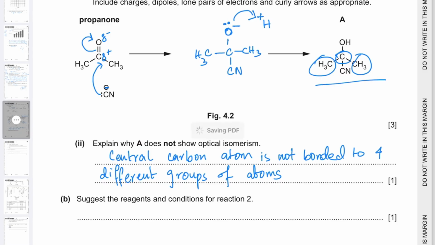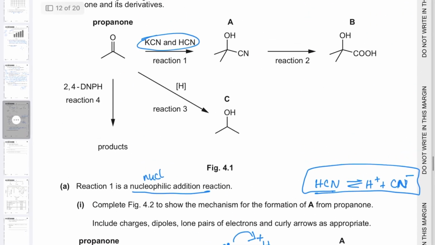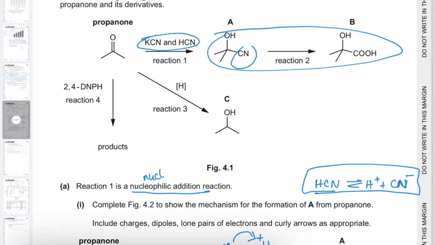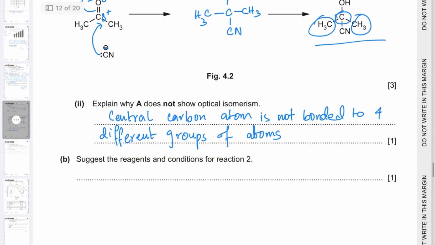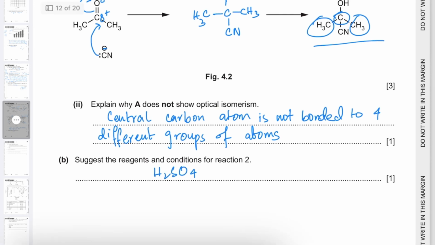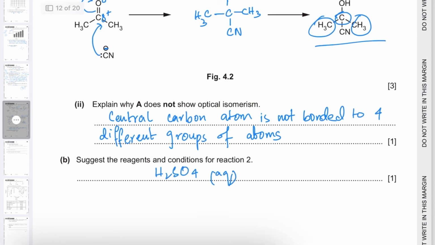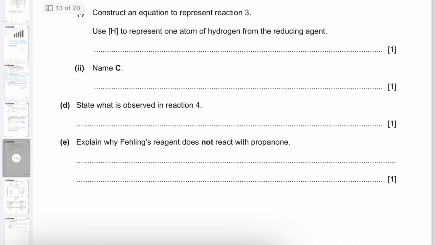Suggest the reagents and conditions for reaction 2. Reaction 2 is a hydrolysis reaction in which the cyanide or nitrile group is hydrolyzed to a carboxylic acid group. So here you can use sulfuric acid for carrying out the reaction.